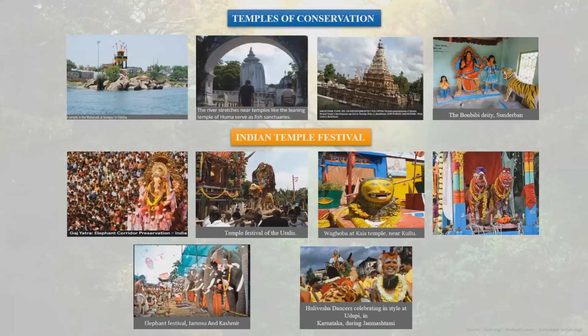Gaj Yatra is a national campaign which was launched to protect India's national heritage animal, the elephant, in 12 elephant range states. It aims to involve people from all walks of life to protect and conserve elephants.